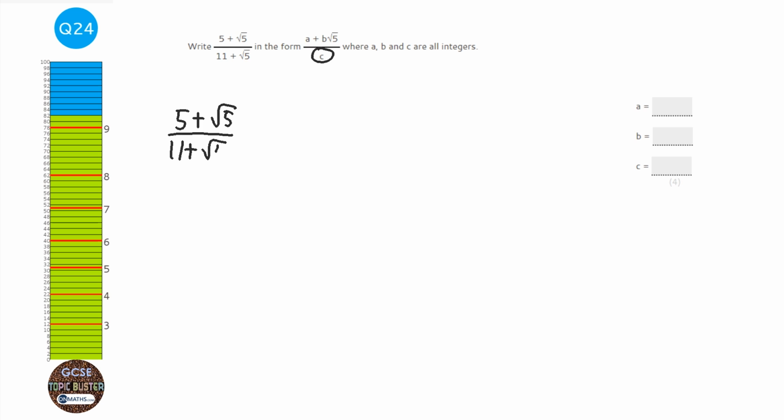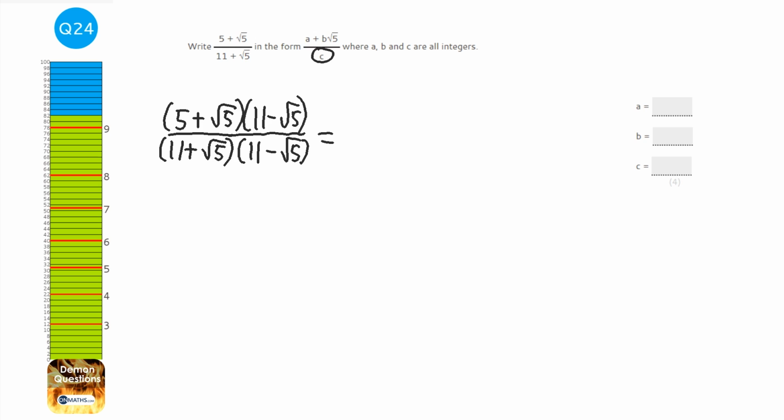Now the only way we can do that with this question is if we times top and bottom by kind of the opposite of what it shows at the bottom. So instead of 11 plus root 5, I'm going to times it by 11 minus root 5. But if I do that to the bottom, to keep the fraction the same, I must do it to the top. So that creates a kind of quadratic surd. Okay, you do it the same way as you do quadratics, whichever method you want, first outside, inside, last, or double smiles and rainbows, or smiley face, or whatever you choose to do it. So I'm going to do the top first. So I'm going to do 5 times 11, which is 55. I'm going to do 5 times minus root 5, which is minus 5 root 5.